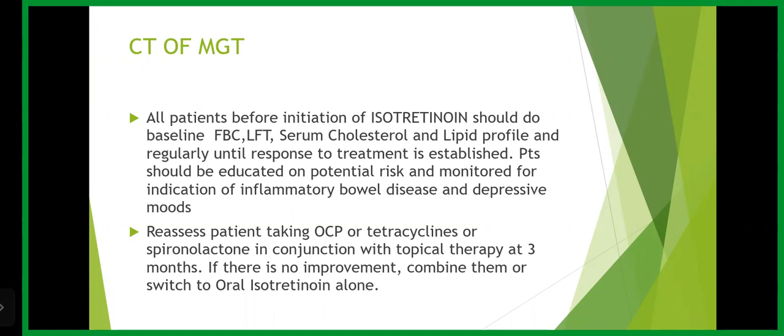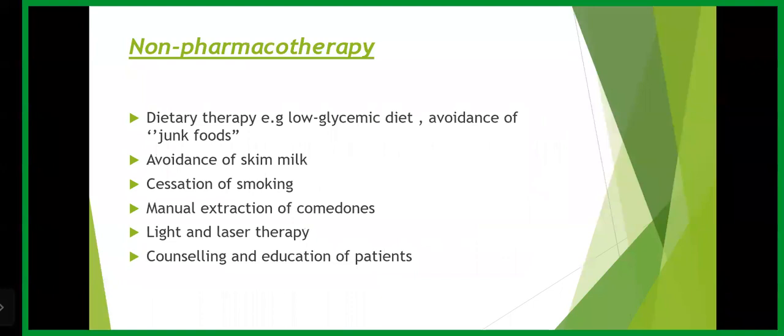So all patients that are on oral contraceptive pills or tetracyclines or spironolactone in conjunction with topical therapy should be reassessed every 3 months. If there's no improvement, you can now combine them. Or you stop all of them and switch the patient to the last resort, which is the isotretinoin alone. So that was for the pharmacological treatment.